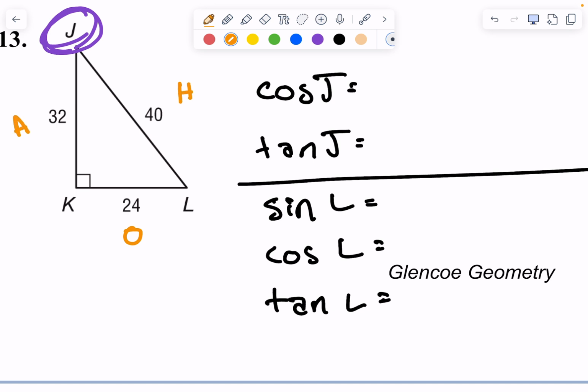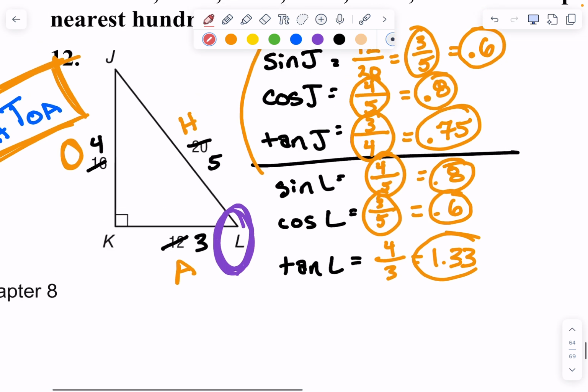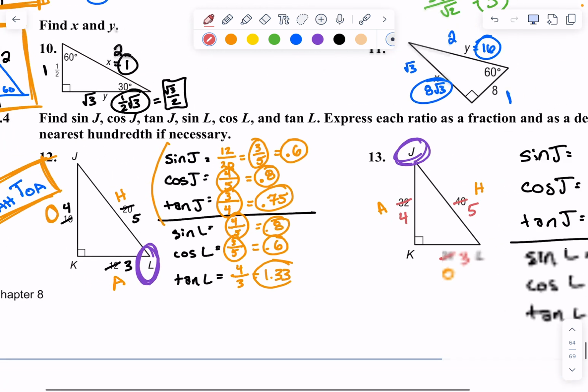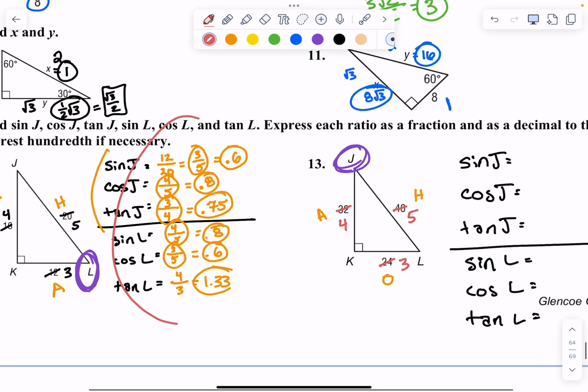But before we do anything, hold on. Can we reduce, folks? Yes. What are we dividing by? Divide by 8. 3, 4, 5. Oh, wait a minute. It's the same thing. Guess what? 3, 4, 5.